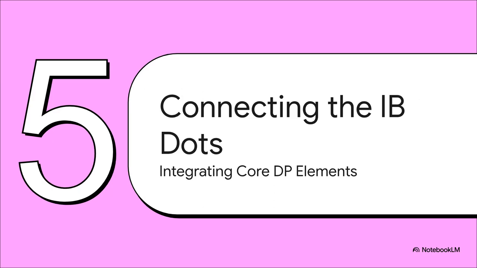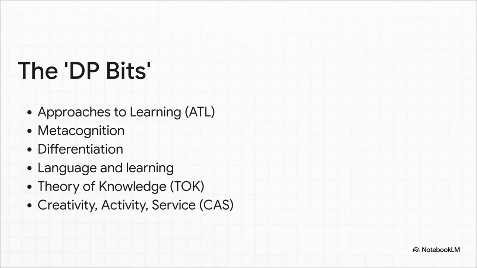Now we get to the part of the action section that makes this planner uniquely IB. This is where we have to be really explicit about how we're integrating the core elements of the diploma program. This goes way beyond just content knowledge and skills. You'll see these DP bits, as I call them, laid out right there in the planner. And you need to be specific. How are you going to explicitly teach ATL skills? Where will students practice metacognition? How will you make real, authentic connections to TOK and CAS? This isn't a box-ticking exercise. It has to be purposeful.